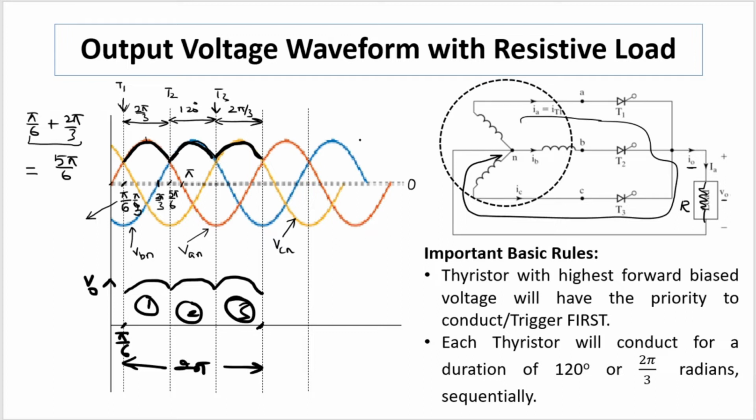So here the firing angle considered in this case will be equal to 0 degrees, and I have already discussed that alpha equal to 0 degrees is nothing but pi by 6 instant of a 3-phase waveform. So it is our starting or reference point. The reference point or starting point of any 3-phase waveform corresponding to firing is pi by 6.